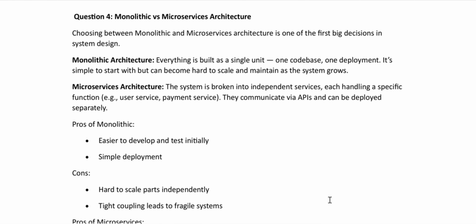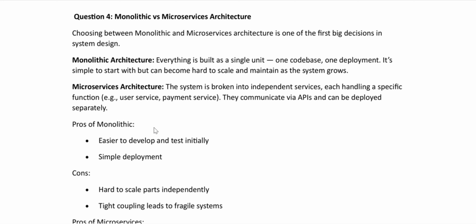Moving to the fourth question, monolithic versus microservices architecture. Choosing between monolithic and microservice architecture is one of the first big decisions in system design. In monolithic architecture, everything is built as a single unit, one code base, one deployment. It is simple to start with, but can become hard to scale and maintain as the system grows. In microservice architecture, the system is broken into independent services, each handling a specific function like user service or payment service. They communicate via API and can be deployed separately.